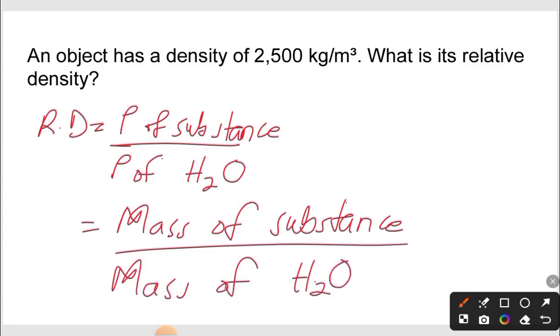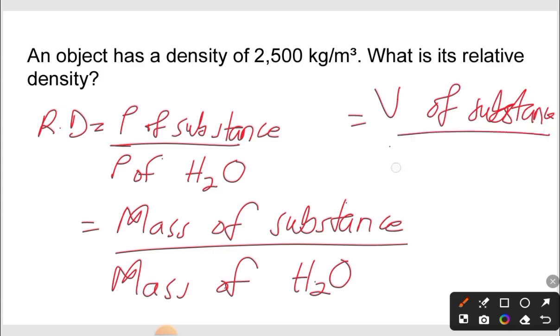It could also be volume of substance over volume of water. We could also have the weight of a substance over the weight of water. So it's always comparing a ratio of a quantity of a substance or an object to that of water. So let's start solving the questions.